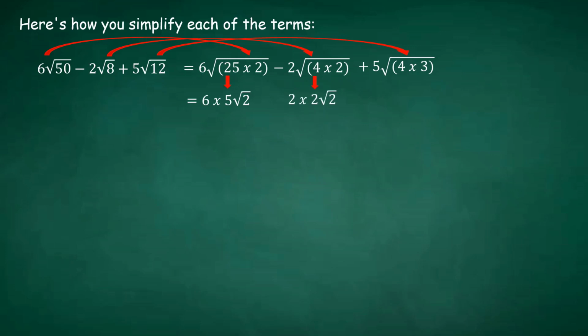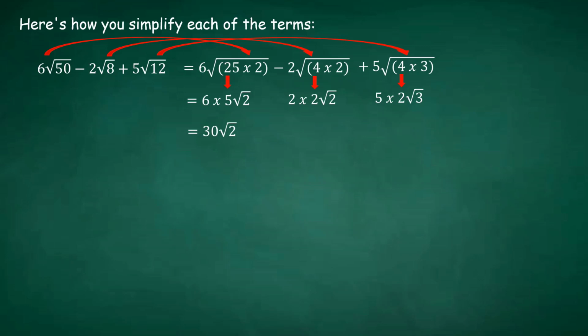Square root of 4 is 2. So put 2 outside of the radical and the 2 remains inside the radical. The same process, square root of 4 is 2. And put 2 outside of the radical and the number 3 remains because it is not a perfect square. 6 times 5 is 30, so the expression becomes 30 square root of 2.